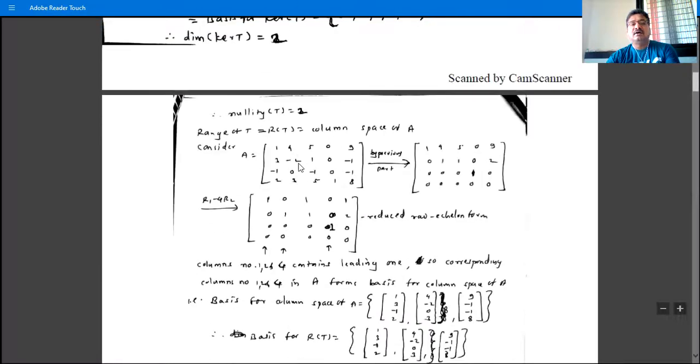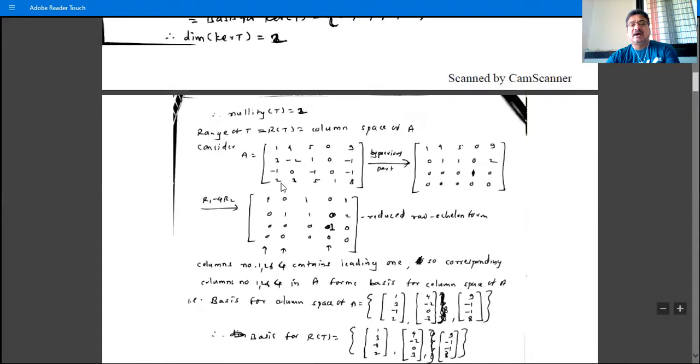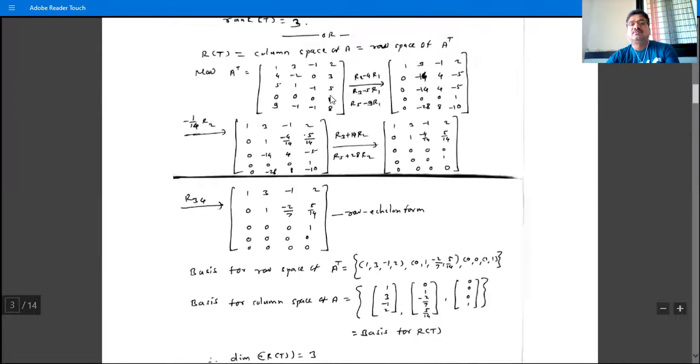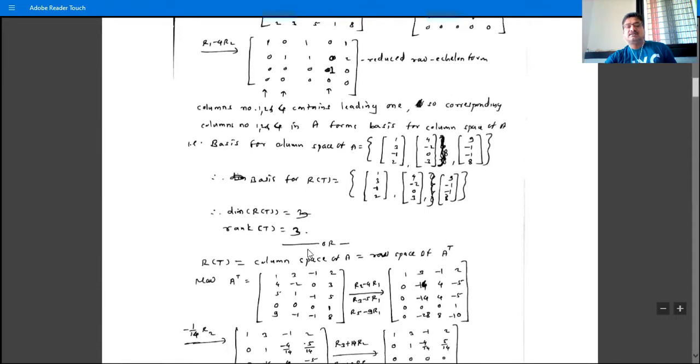And then write the third row of A as the third column. And then write the last row as the fourth column: 2 3 5 1 8, 2 3 4 2 3 5 1 8. That is, write the first row as the first column, the second row as the second column, the third row as the third column, and the fourth row of the matrix A as the fourth column of A transpose.